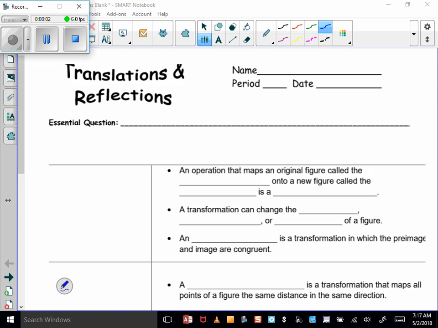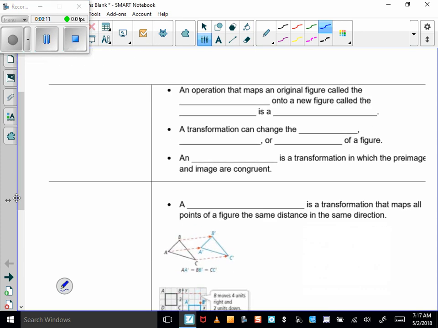Today we're starting our unit on transformations, and the first two that we're going to talk about are translations and reflections. So we'll start with some terminology. Here we go. An operation that maps an original figure called the preimage onto a new figure called the image is a transformation.